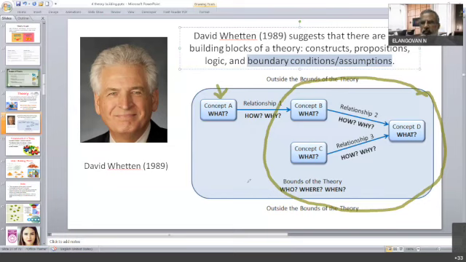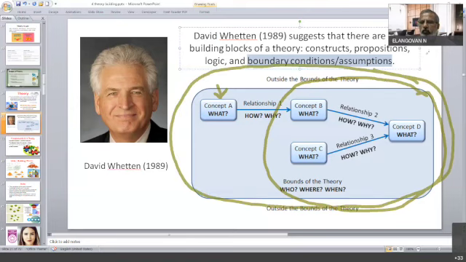So any theory is understood based on the boundary. You can expand the boundary, you can include extraneous variables or exclude extraneous variables. So the boundary becomes important for a theory.